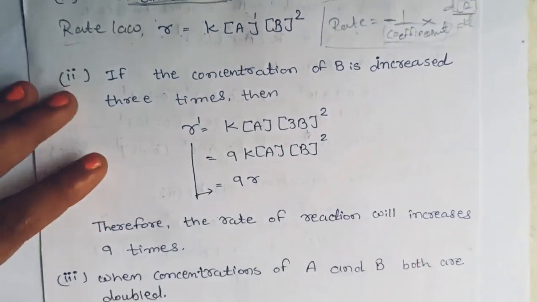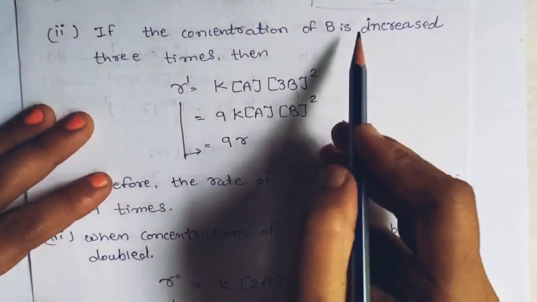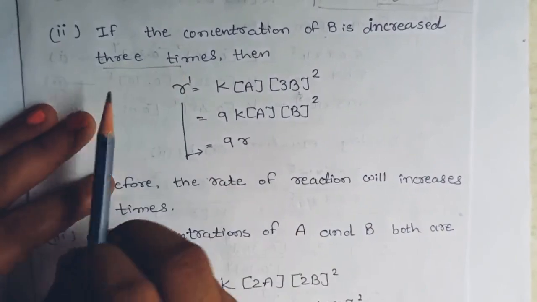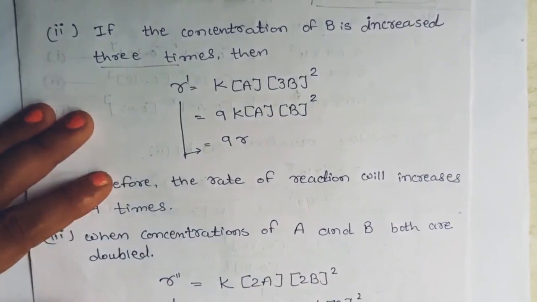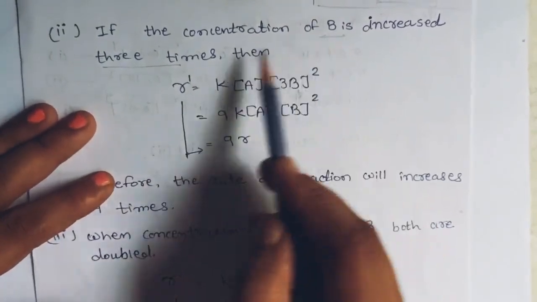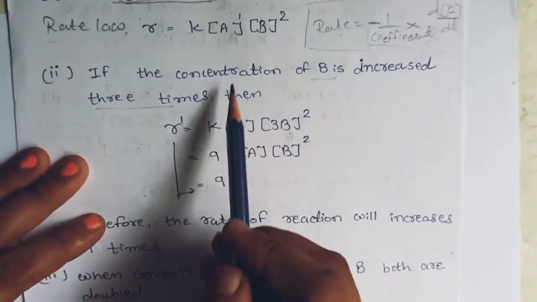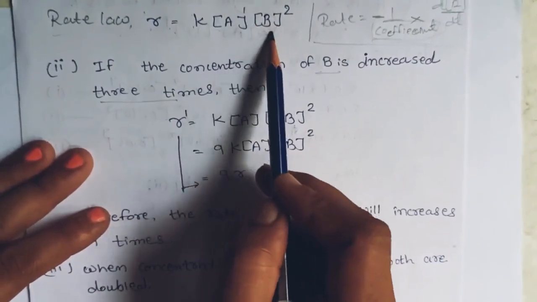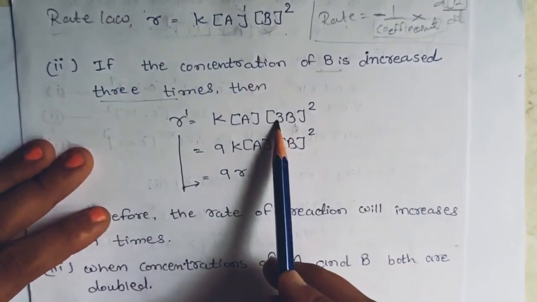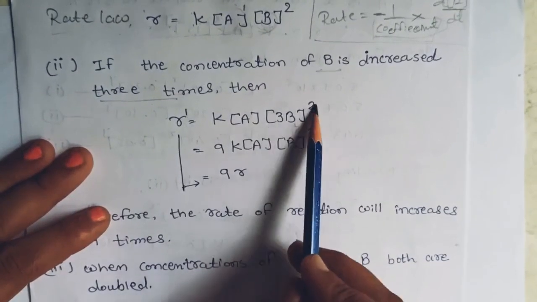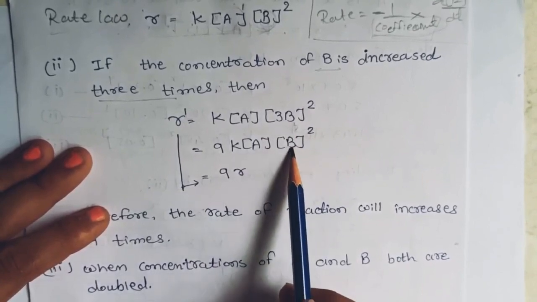Now we also have to calculate the change when we increase the B concentration 3 times. Suppose the rate is R dash when we increase the concentration of B 3 times, so R dash equal to K A, and we have to increase the concentration of B 3 times in this rate law. So there will be 3B square. Now 3 square is 9, so you will get 9K concentration of A, concentration of B square.